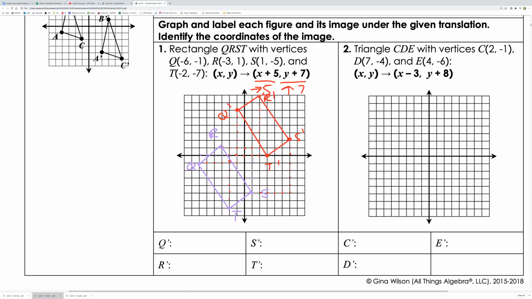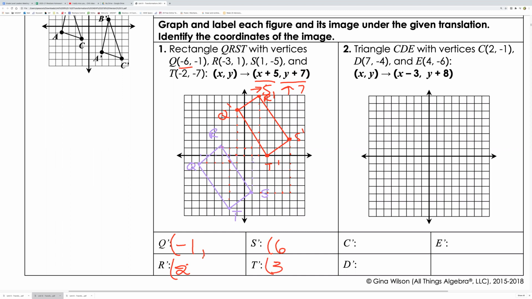We're going to visually look. Do those images look congruent? They do, so we did it correctly. Finally, we are going to write our coordinates. So -6 plus 5 is going to be -1. -3 plus 5 is going to be 2. 1 plus 5 is going to be 6. And -2 plus 5 is going to be 3.